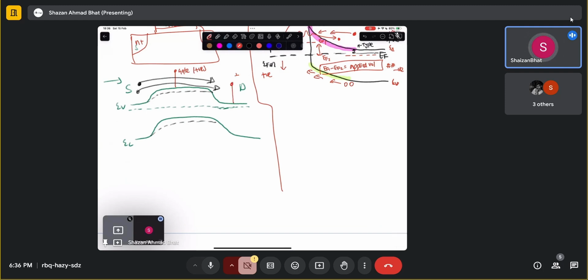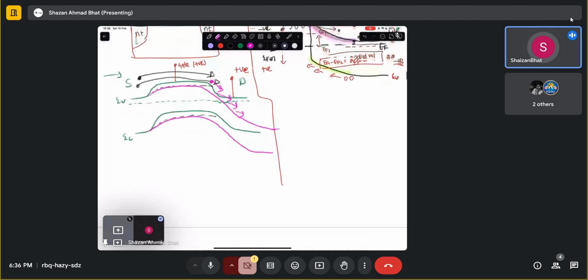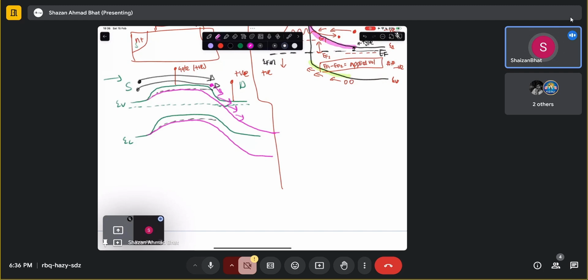Now if you apply a drain voltage which is positive, what happens to this barrier? Now I draw with a pink line. This remains the same, but this starts to dip. So then if there are electrons here, electrons will go down this. That is the actual conduction mechanism that happens in the MOSFET.